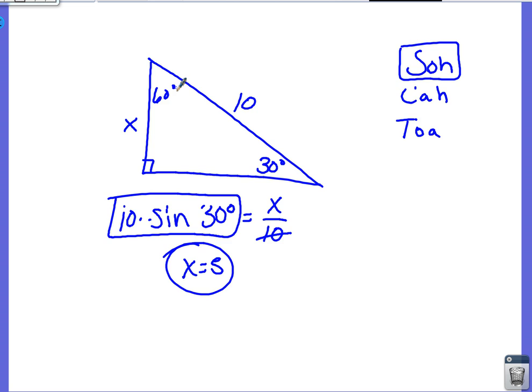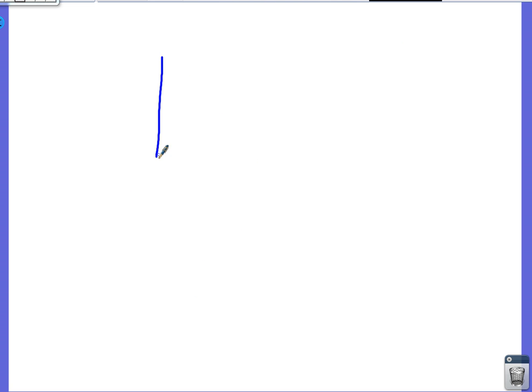Let's do one to where what we're looking for is on bottom. Let's say this is a 50-degree angle. Let's see, that's opposite over adjacent, x and 12. Before we even start, will x be bigger or smaller than 12? Why? Careful, it's not 60, but 40. So it's going to be smaller.